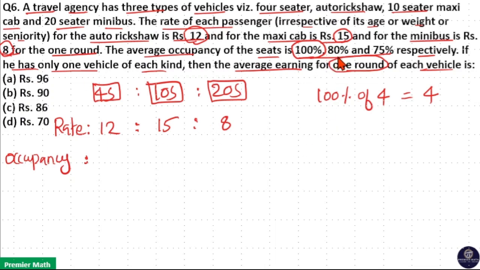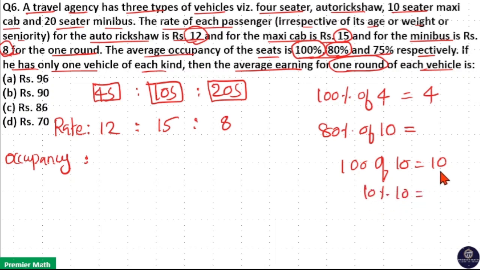Now, the maxi cab has 80% seat occupancy. So 80% of the maxi cab's 10 seats. If you take the number 10, 100% of 10 is 10. Then 10% of 10 is 1. Then 80% of 10 means 1 into 8, which is 8. So 80% of 10 is 8. So 80% occupancy of the maxi cab means 8 seats are occupied out of 10.